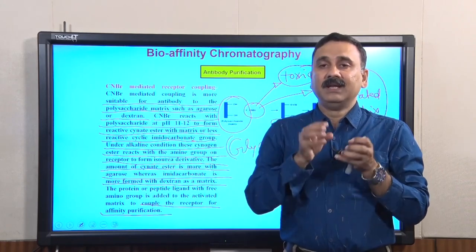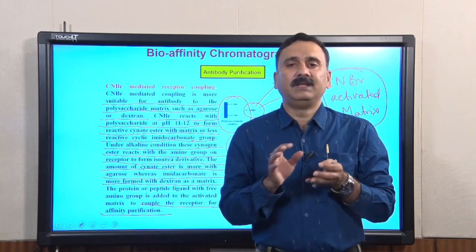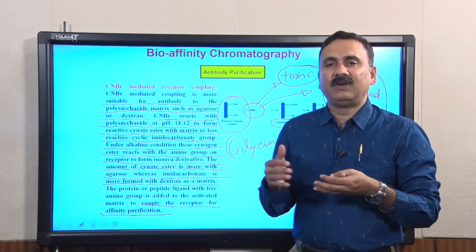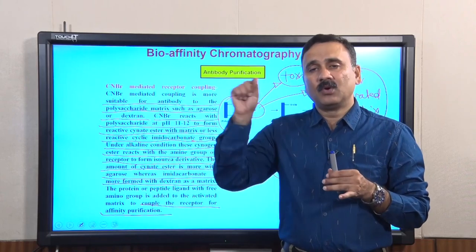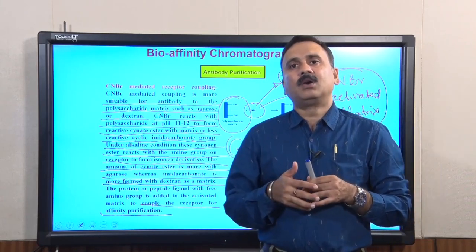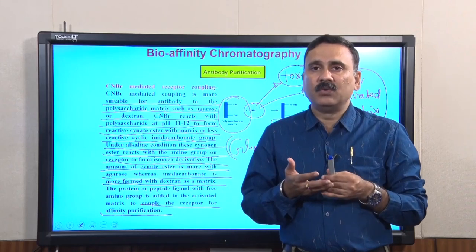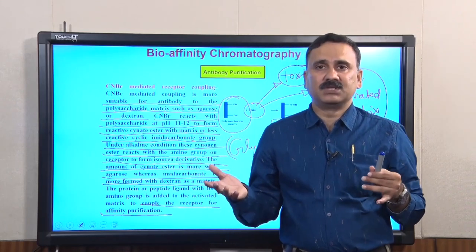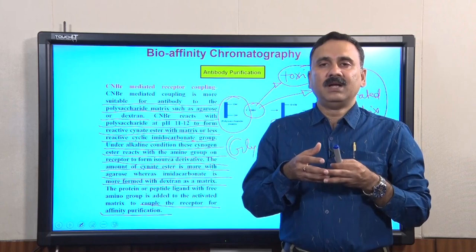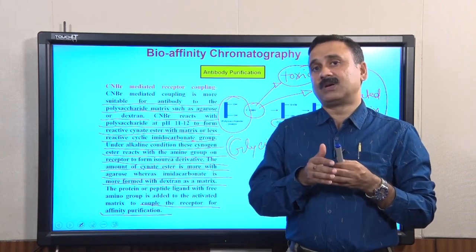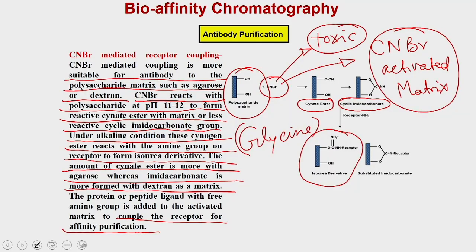If you use these beads without deactivation, as soon as you flow the proteins or the serum, the activated groups present on the matrix are going to bind the protein, and that will give you non-specific purification. So to avoid that, you always add glycine to deactivate the activated groups present on the matrix after your coupling is over. So now we have coupled the antigen onto the matrix or the beads using the cyanogen bromide activated beads.